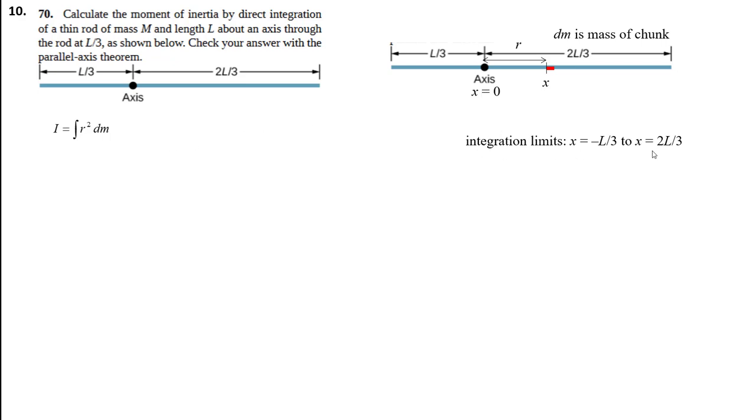So now that I know I'm integrating over x, I need to come back to my original integral and get each of these terms either in terms of x or in terms of variables that don't change when we look at different chunks.